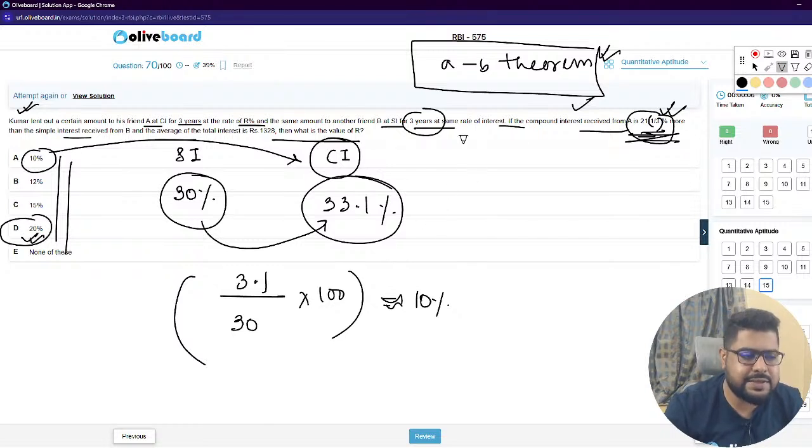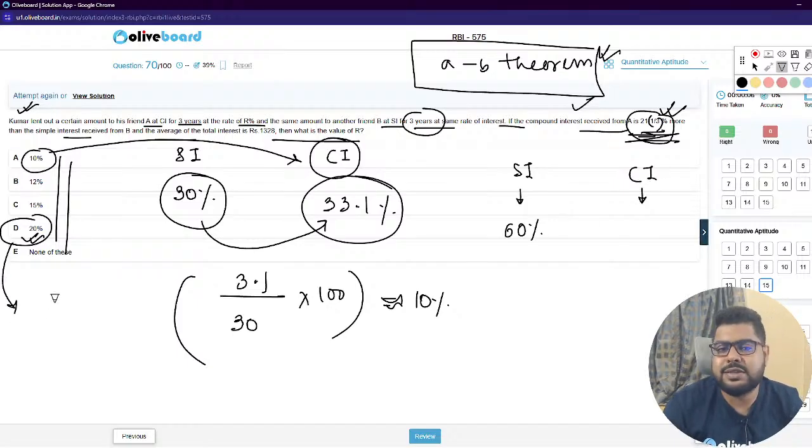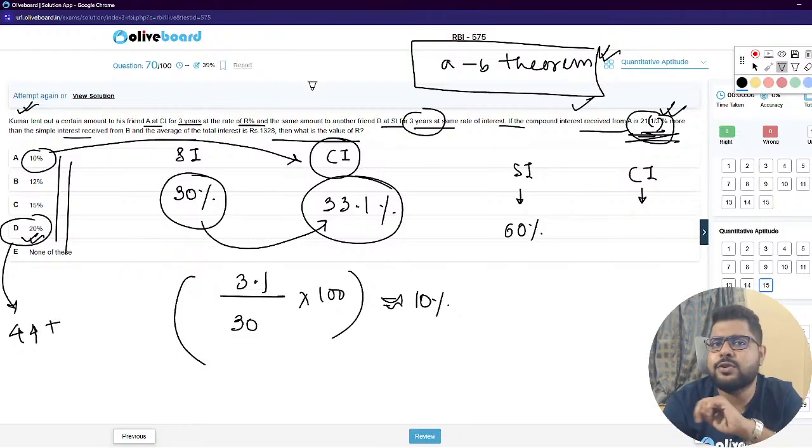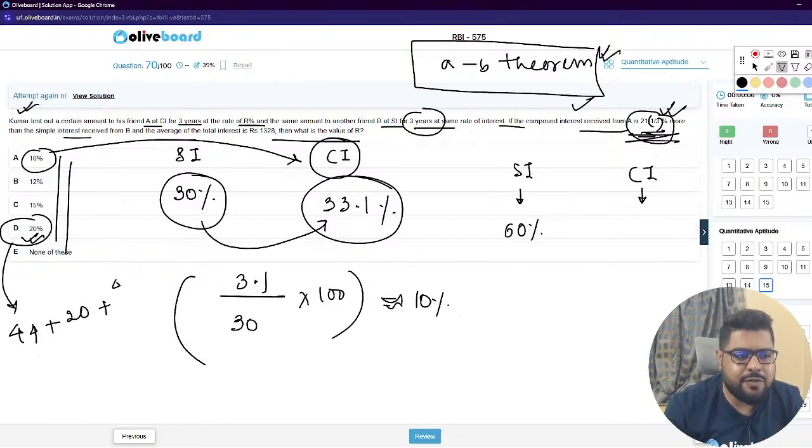Let us try with this, sir. So 20%. So in SI, it will become 60%, sir. In CI, it will become how much? 44% is for 2 years. If you are not comfortable, it is 72.8%. But again, if you are not comfortable, 2 years A and B. So 20 plus 20 plus 20 into 20 by 100. Third year, 44 plus 20 plus 44 into 20 by 100.